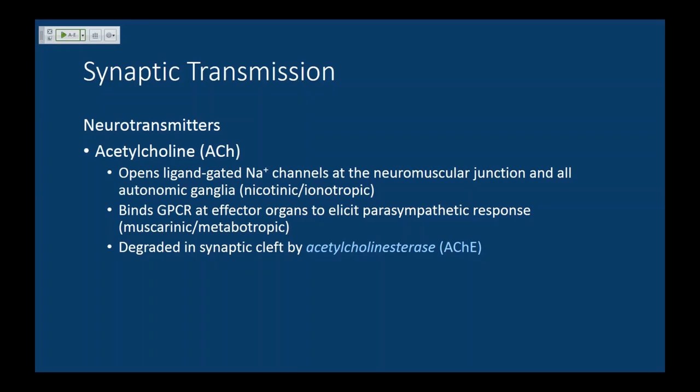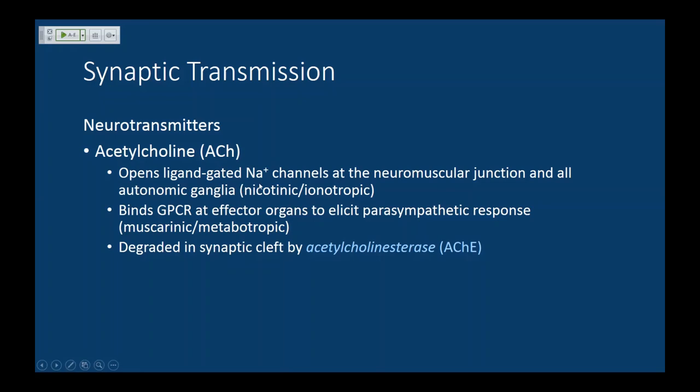It's so important to know because it is the only neurotransmitter that exerts an effect at the neuromuscular junction. So that's where the nerve meets the muscle and can initiate a contraction. And that is mediated entirely by acetylcholine. At the neuromuscular junction, acetylcholine will open ligand-gated sodium channels. So acetylcholine binds, and that binding causes a conformational change that opens a channel and allows for the influx of sodium. That influx of sodium can then cause a depolarization and cause excitable activity within either the next neuron or the muscle.